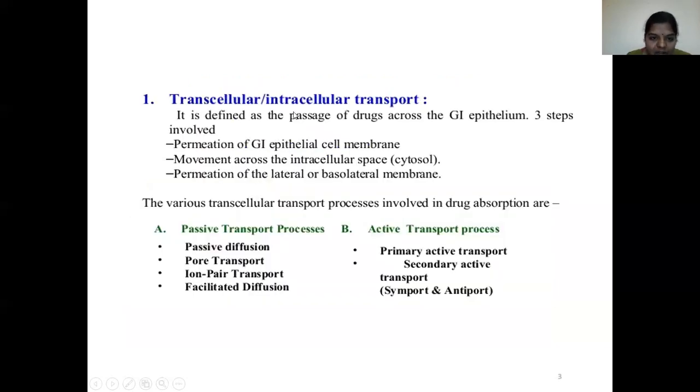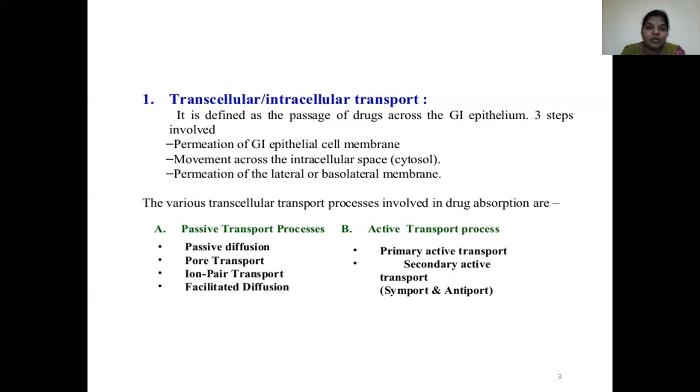Transcellular or intracellular transport is defined as the passage of drugs across the GI epithelium. There are three steps involved. What are those? Permeation. Permeation is nothing but the diffusivity of your drug molecule, which is presented as a dosage form. If your drug has some diffusivity to pass through its dosage form and enter the systemic circulation, it should have some permeation for easy crossing of your cell membranes.